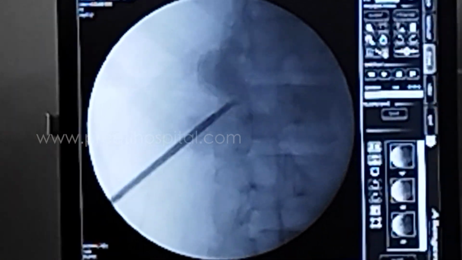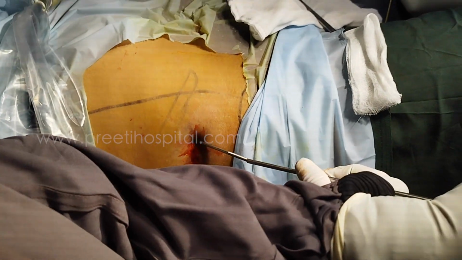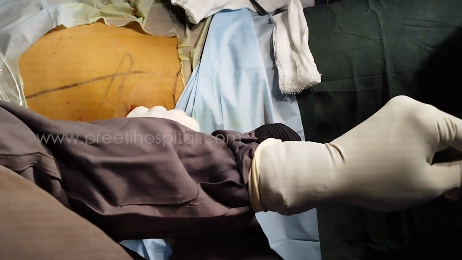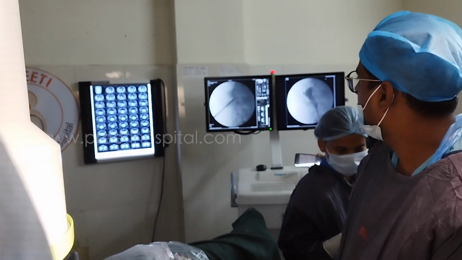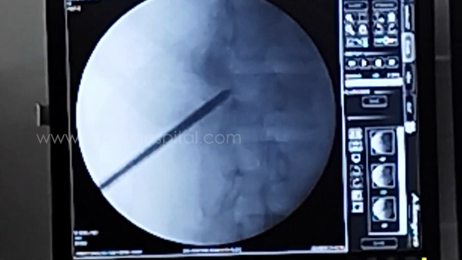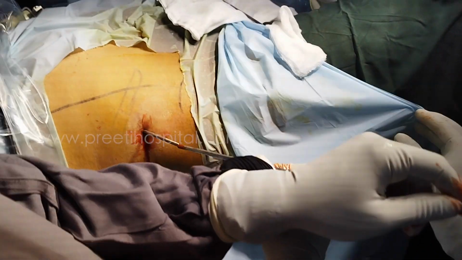Correct. So now you have to see water here. Can you see the water here? Yes, sir, coming. If this water is coming, you are very safe. You are in the system. Now you do this dilatation. While doing it, perforation can happen, so you should be careful. Got the point? The left hand should be holding tightly. 22 French and 19 scope.